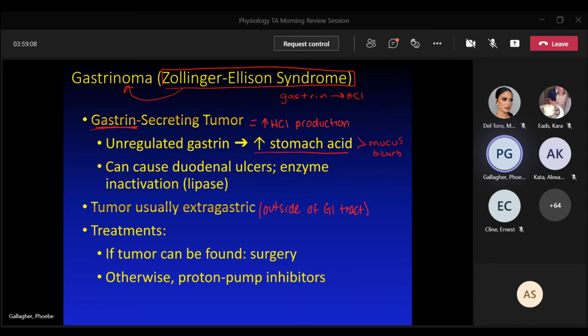So it's very dangerous. It can also inactivate lipase because if you are too acidic, it's going to denature the proteins, and these proteins, aka enzymes, are going to be inactivated as a result of that. So usually you can treat it with proton pump inhibitors or surgery. So know the treatments, know the cause. This is high yield, I would say.